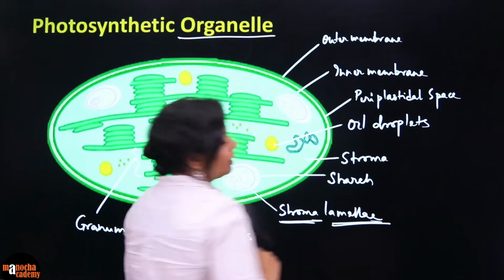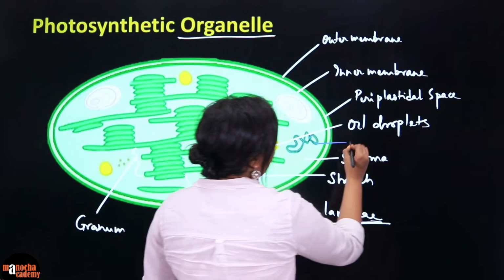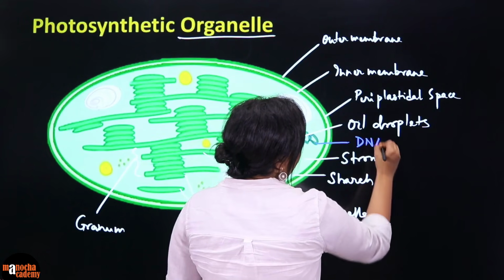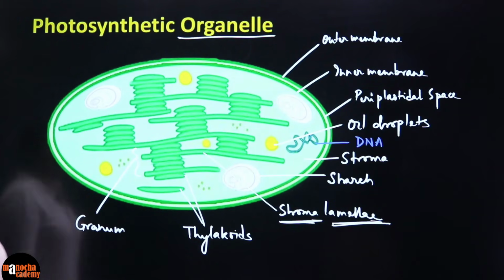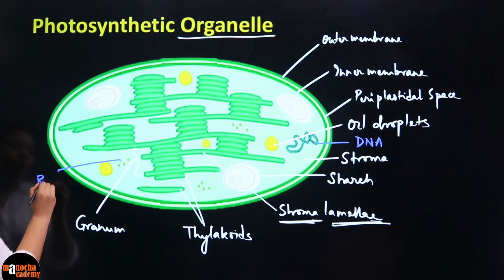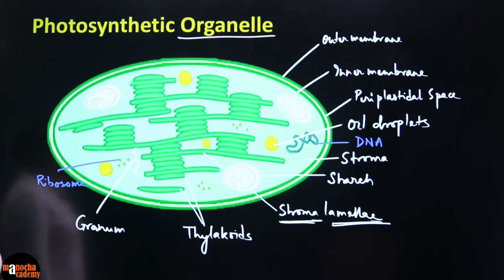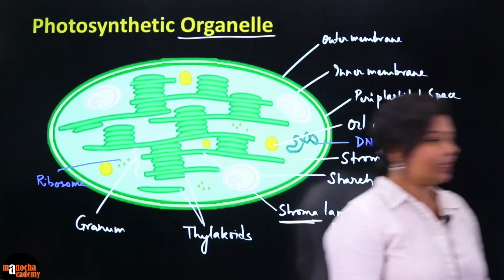Apart from this, chloroplast has a very important thing. If you remember from class 9, it has its own DNA, just like mitochondria. It also has its own ribosomes for protein synthesis.